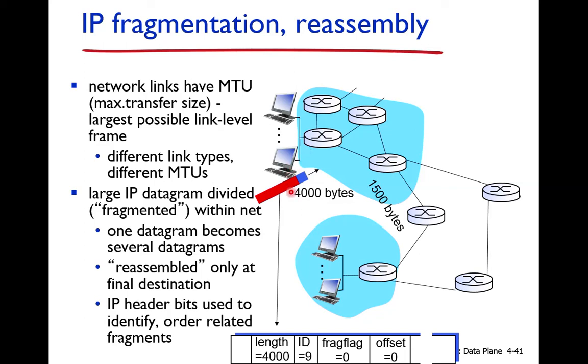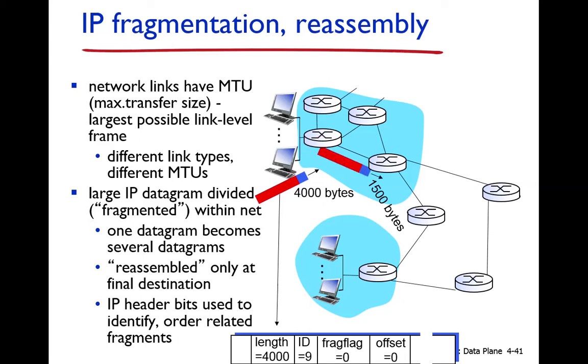Suppose this link that connects the source machine to the router can send a packet up to 4000 bytes. This is the maximum MTU of this link. So this host will make a packet of 4000 bytes, and now this packet is transmitted from this machine to this router.